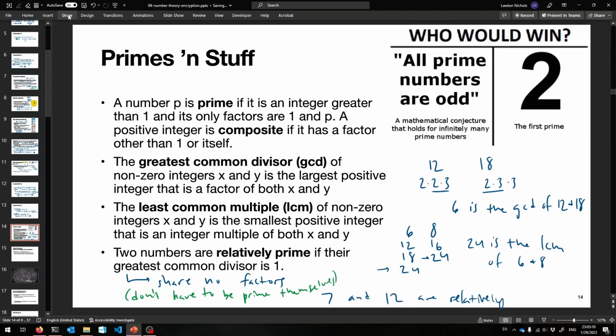So like 7 and 12, they're relatively prime. 12 is not a prime number, but it's relatively prime to 7 because it shares no factors. All right? So two numbers can be relatively prime to each other and both be composite numbers. It's totally possible. All right. Yeah, so that is a bunch of definitions.